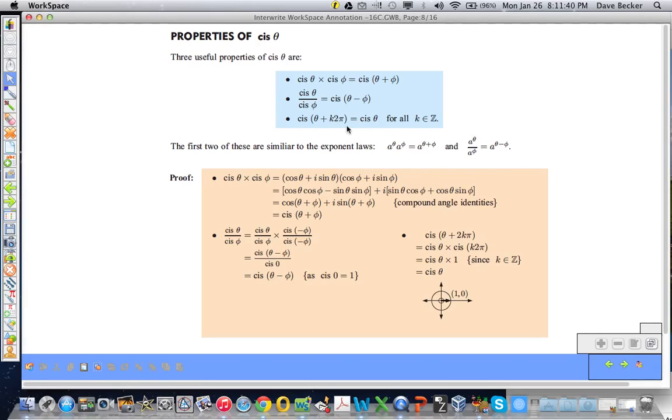And then this is common sense because remember, cis is just cosine plus i sine. So if I have cis theta and I just keep going around 2 pi or multiples of 2 pi, it's going to be equivalent for k, an element of the integers. Okay, and here is the proof.